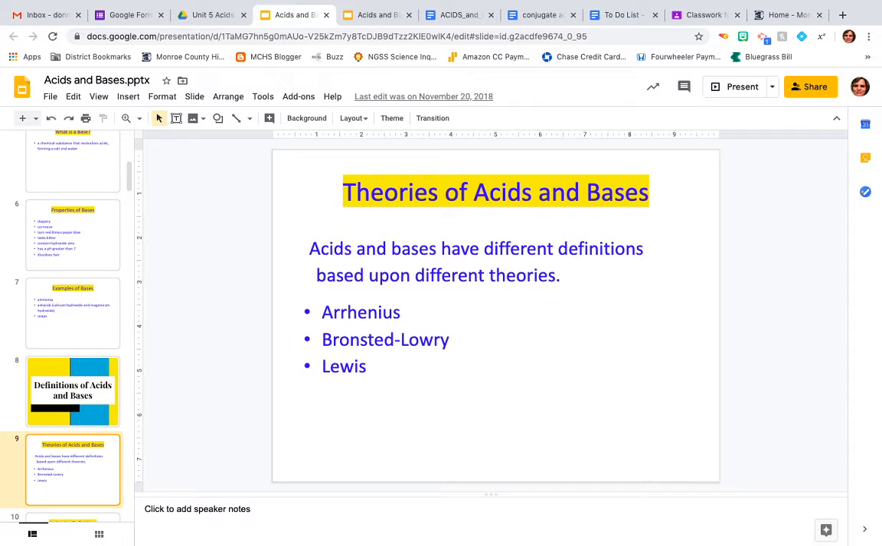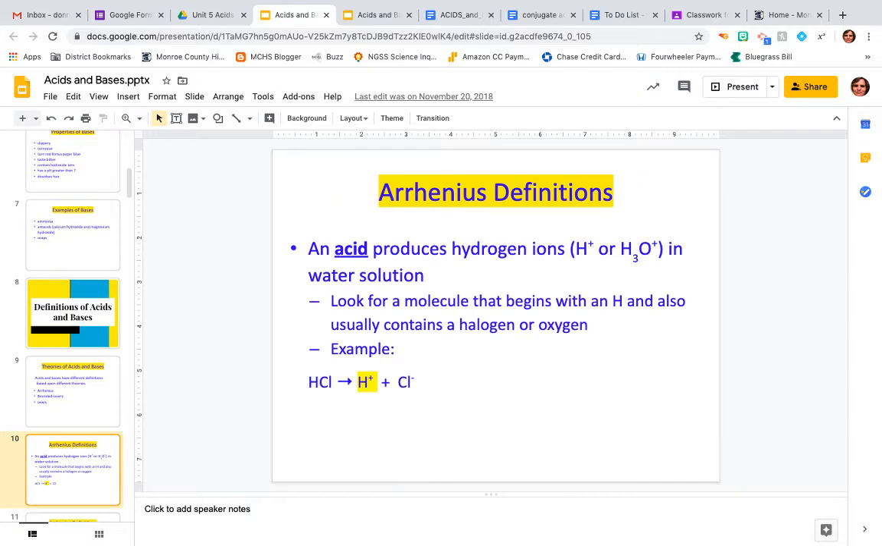We are going to focus on the Arrhenius and the Bronsted-Lowry acids and bases. We're going to give the definition of a Lewis acid and a Lewis base, but we are not going to do much more with it than that. We're going to focus and use the Arrhenius definition and the Bronsted-Lowry definition. So we're going to look at Arrhenius first.